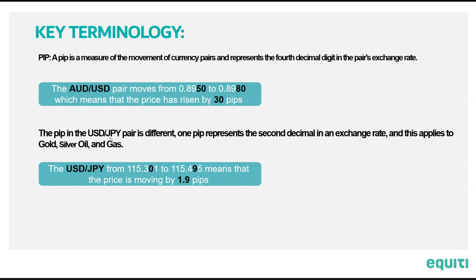The only difference that we have in pip values is the USD/JPY pair, which has a different kind of quote for pips. So for the USD/JPY, if it moves from 115.30 to 115.49, it means that the price is moving by 19 pips. So the USD/JPY is the only currency pair that actually has a different pip representation.